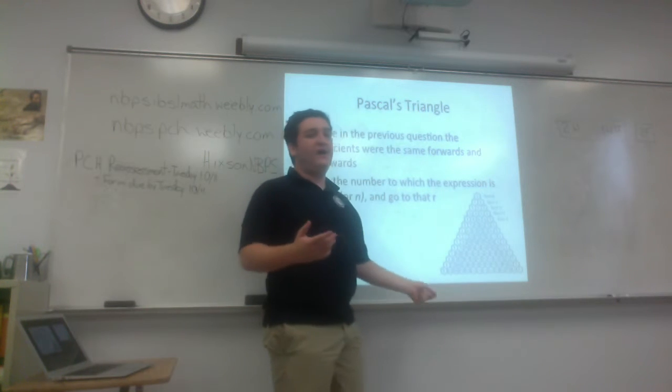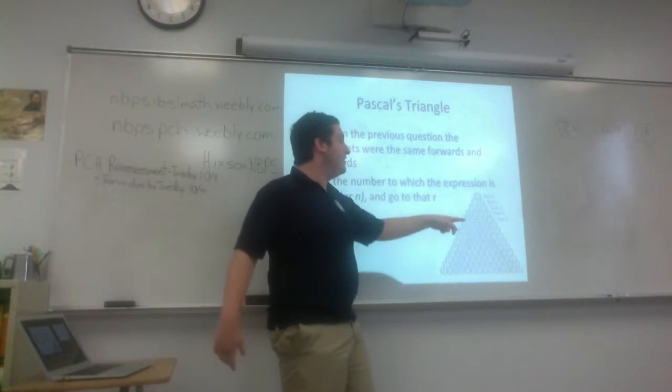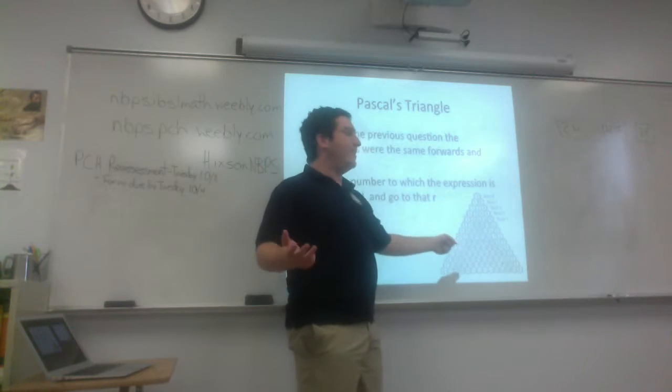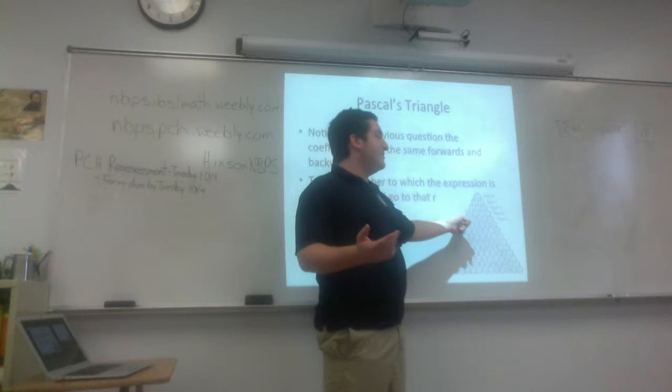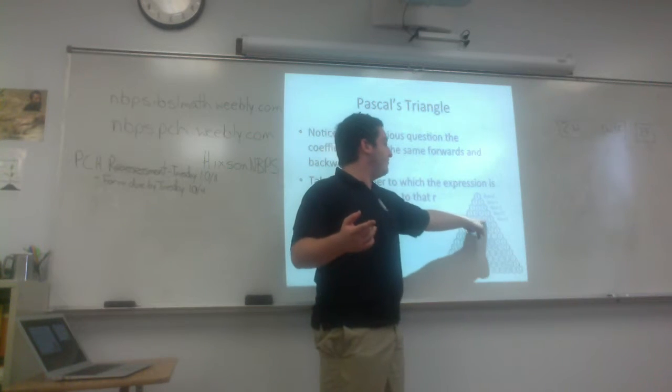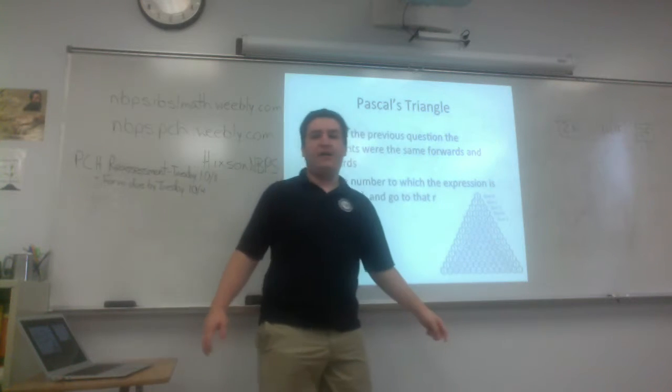So if you want to find something x plus y to the 4th, you have to go row 0, row 1, row 2, row 3, row 4. If you have x to the 4th, that means you're going to have 5 terms, a coefficient for the 1st, for the 2nd, for the 3rd, for the 4th, for the 5th.